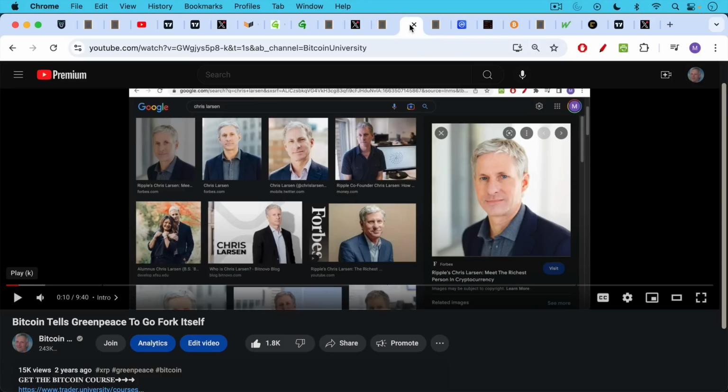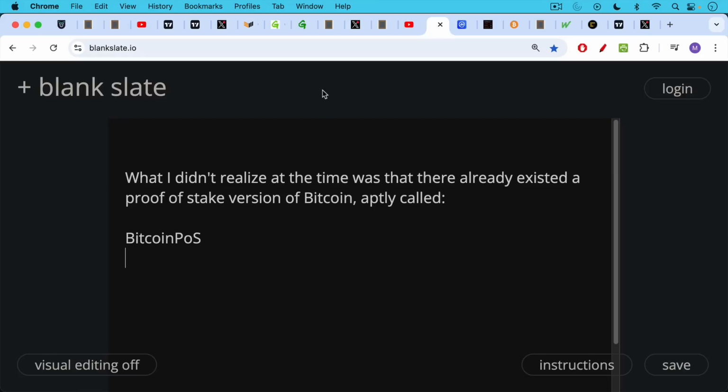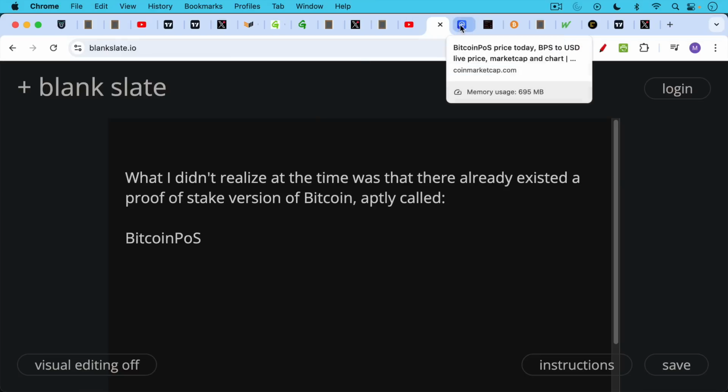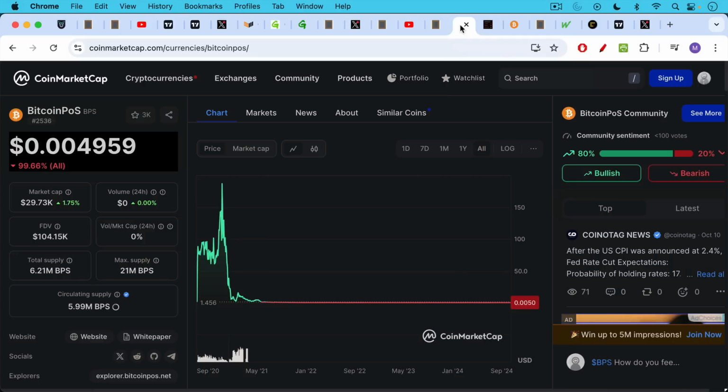So of course, Bitcoin and the Bitcoin community told Greenpeace to go fork itself. But what I didn't realize at the time was that there already existed a proof of stake version of Bitcoin, aptly called Bitcoin Proof of Stake, BitcoinPoS, which can stand for other things, obviously, in the English language. The performance of BitcoinPoS really has been a POS.